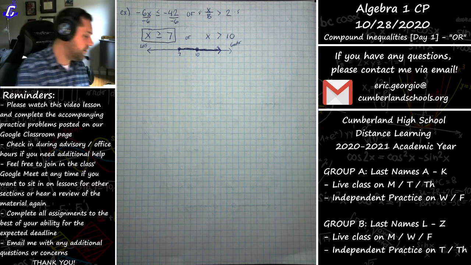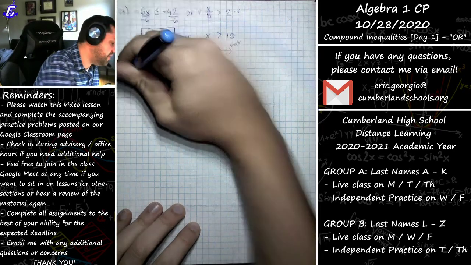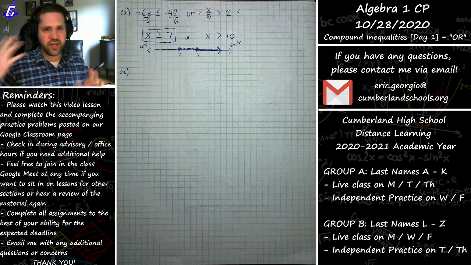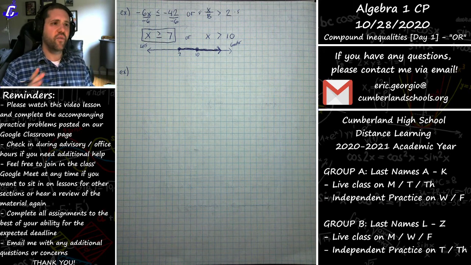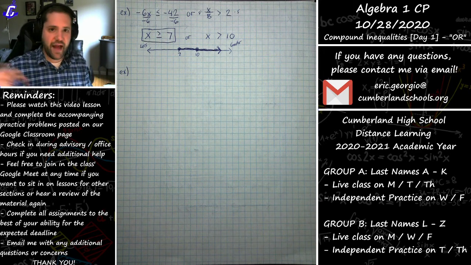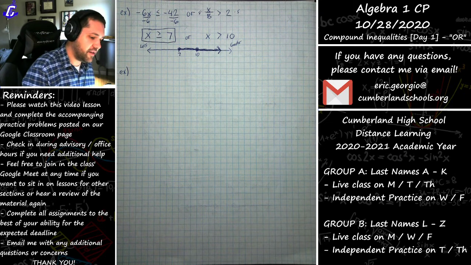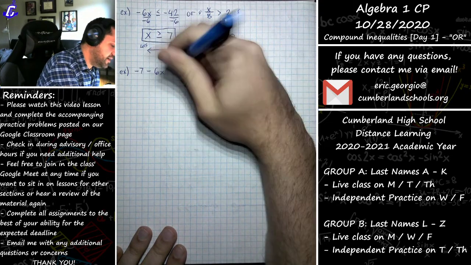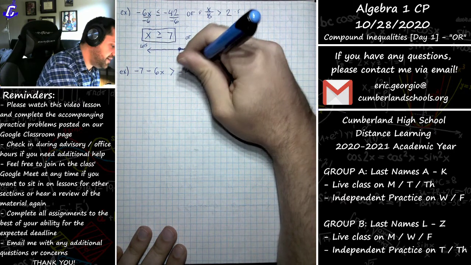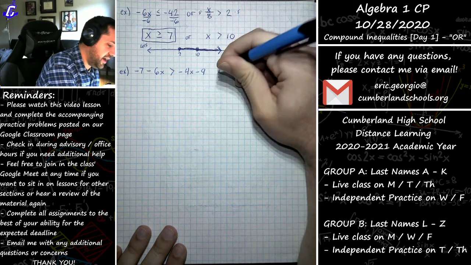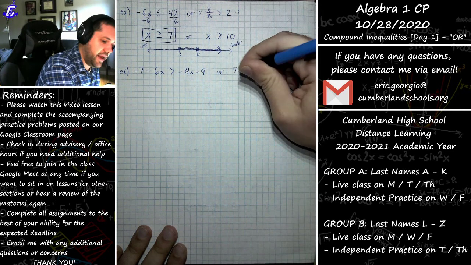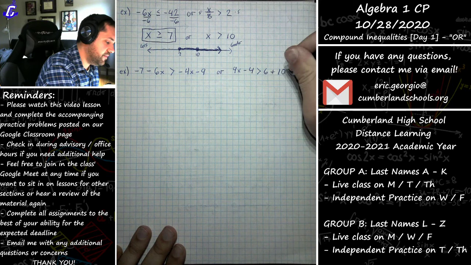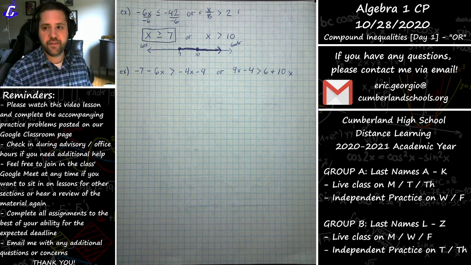Let's take a look at another one in which that's the case. So it is possible to have both of your inequalities pointing in the same direction. And when that happens, it's essentially a matter of figuring out which inequality just sort of dominates the graph and takes over. All right. Take a look at something like this. We have negative 7 minus 6x is greater than negative 4x minus 9. I like that problem. It's a lot of negatives. Or 9x minus 4 is greater than 6 plus 10x. Okay, consider an inequality kind of like that.